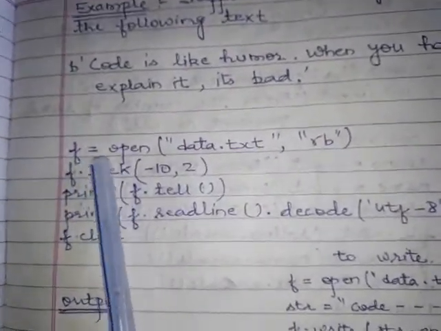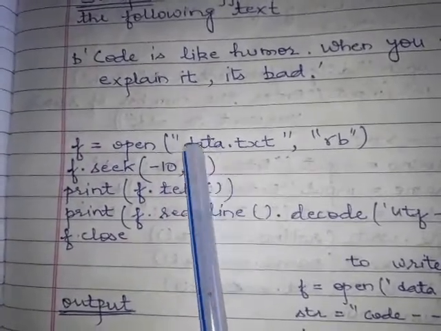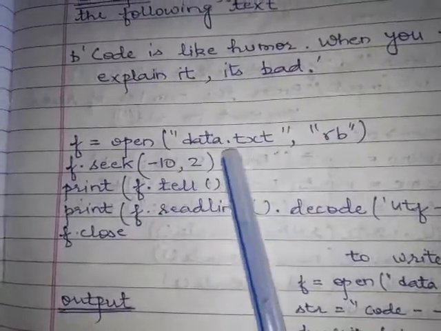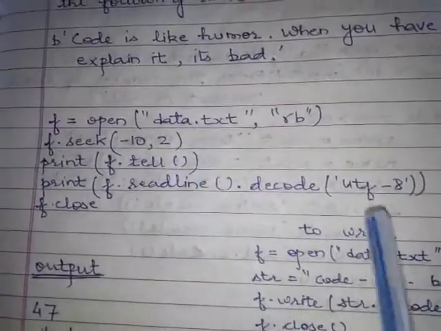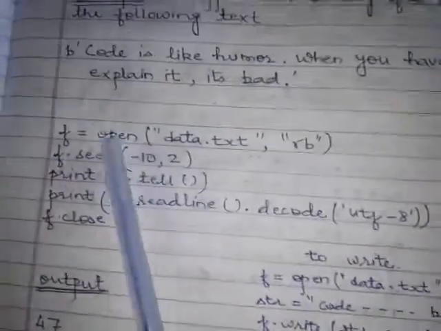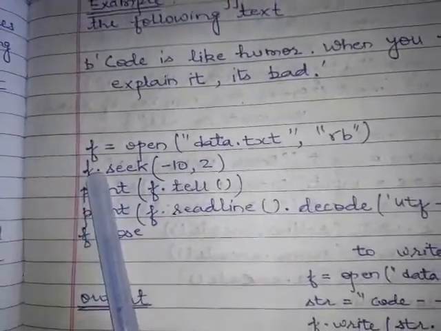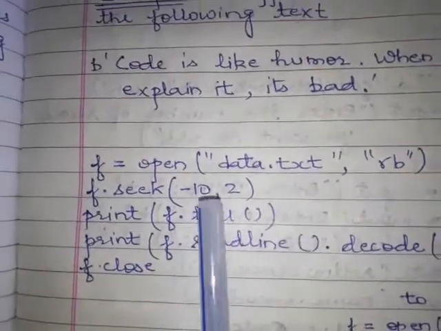What is the program? f equals open the same file, whatever the path, mention the path. The path is very important. Wherever you wrote the file, the same path will be there. Open the file in read binary mode. Now you have opened the file in binary mode, so you can use the negative offset.